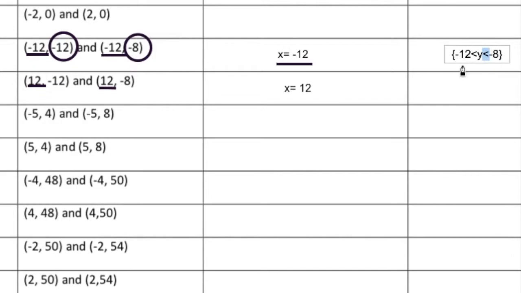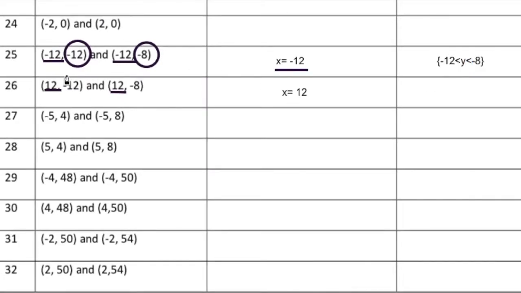You just need to make sure that the greater than number is on the left side. Okay, for number 26, we want that line to start and stop at negative 12 and negative 8. So actually I can use the same restrictions from that previous line.